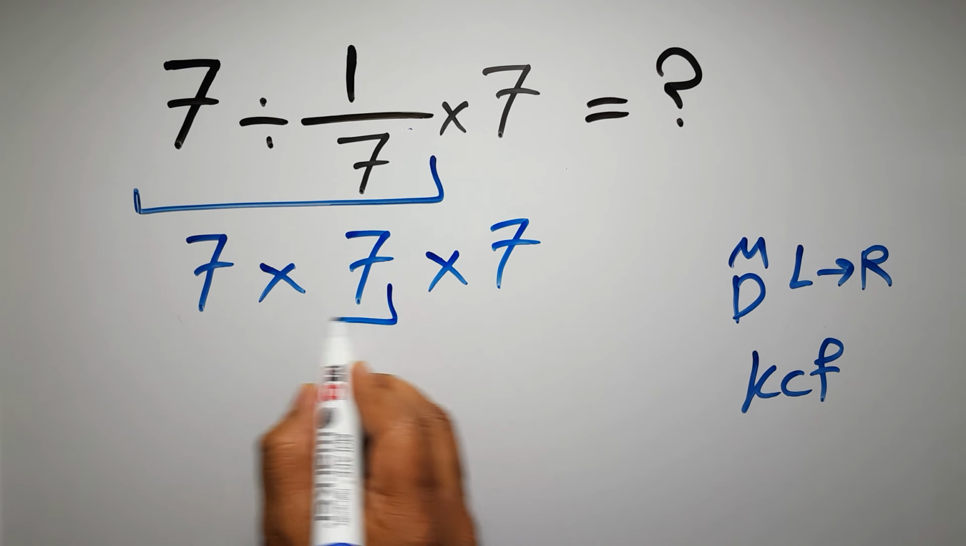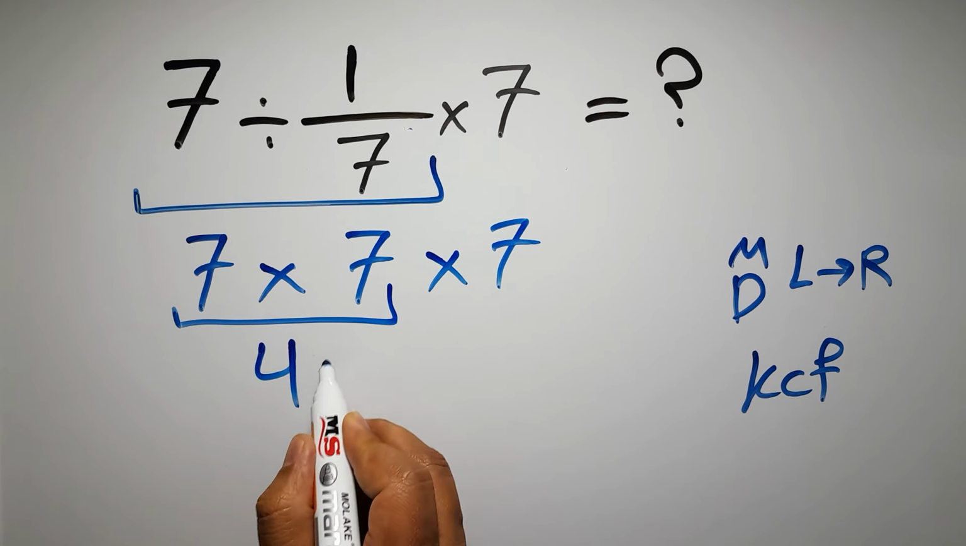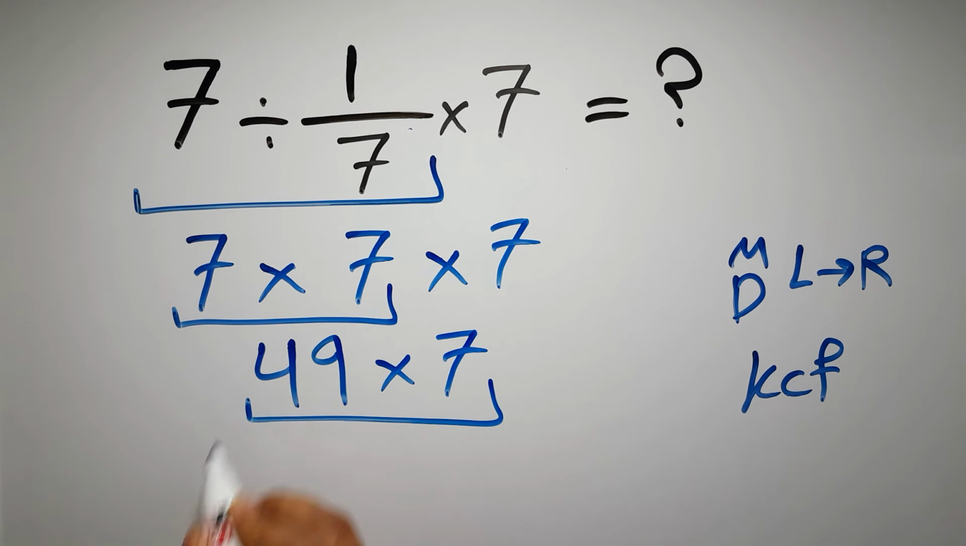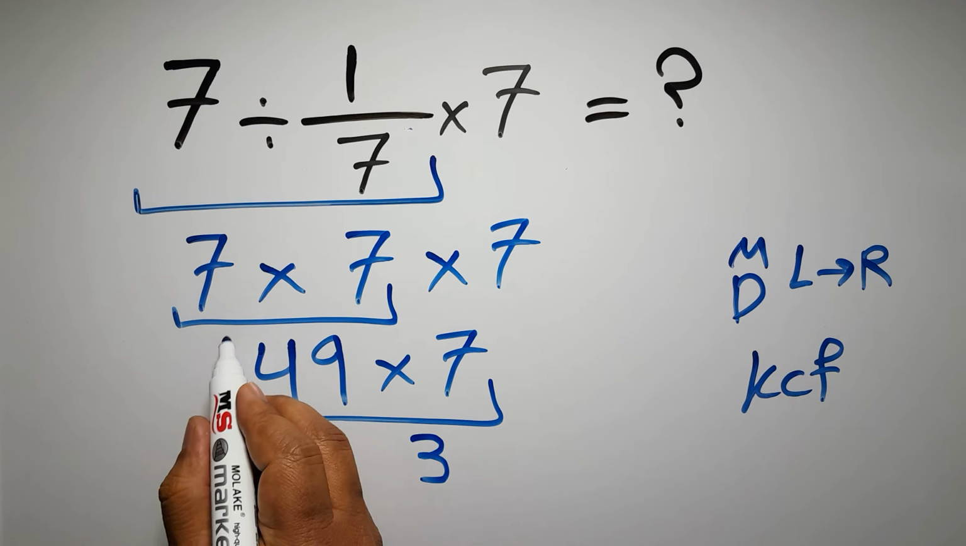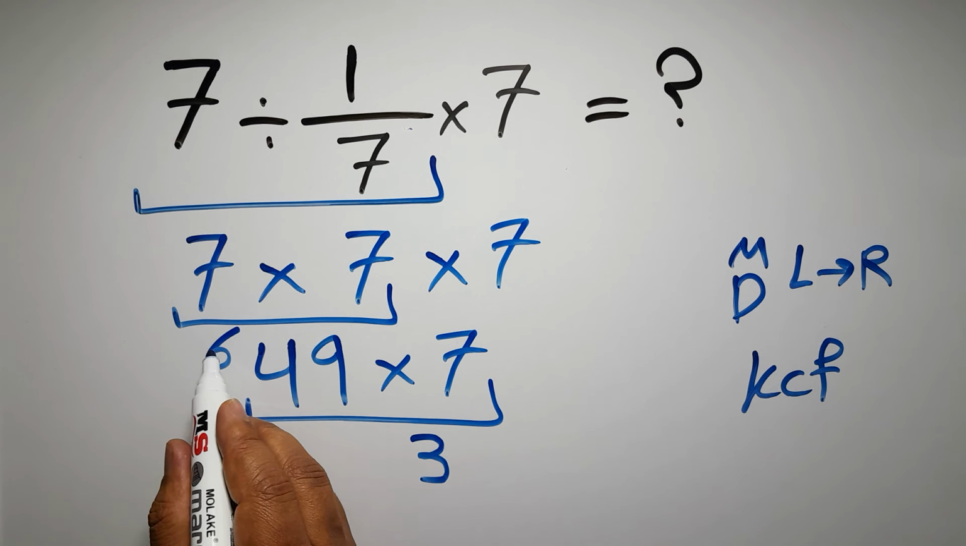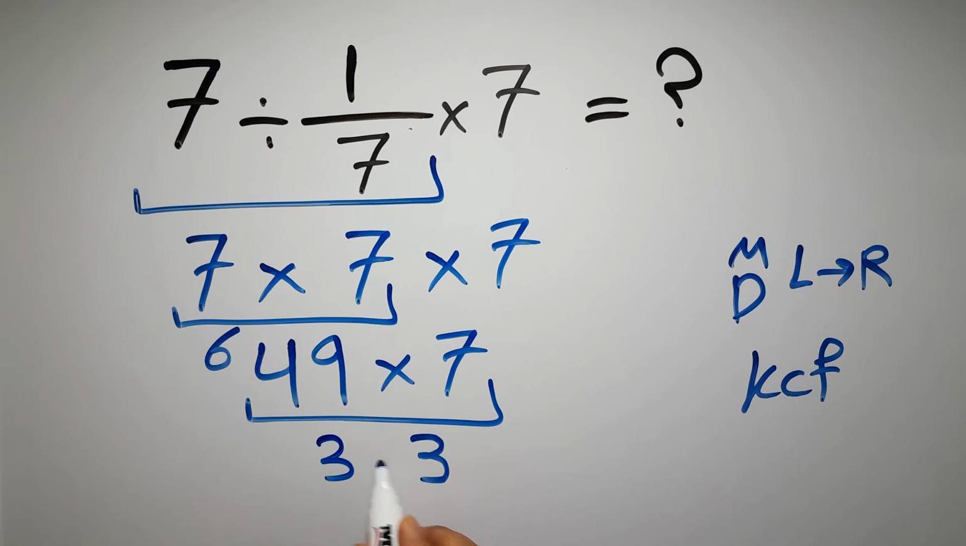7 times 7 gives us 49, and 49 times 7. Okay? 7 times 9 gives us 63. We write 3 here and carry 6 here. 7 times 4 gives us 28, and 28 plus 6 gives us 34.